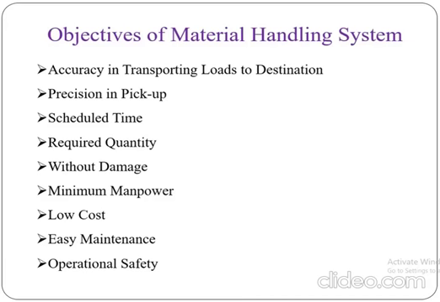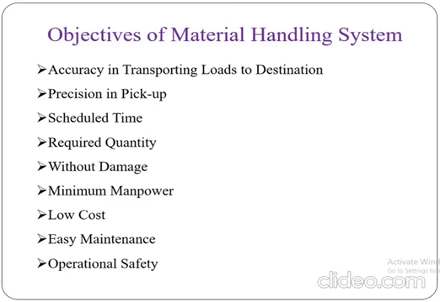Then minimum manpower. The material handling system should be mechanized to the fullest possible extent so as to minimize the manpower requirement for operation and control. Then low cost: it should have a low initial as well as low running cost.